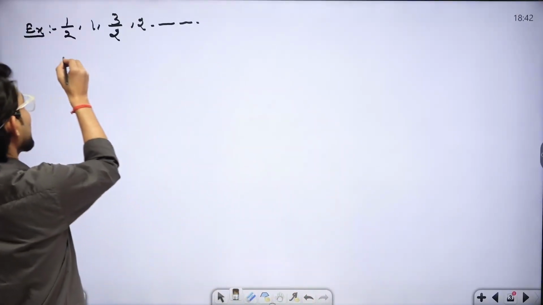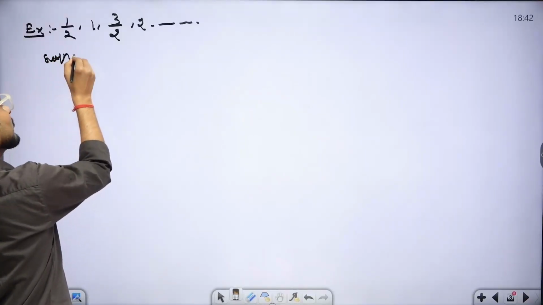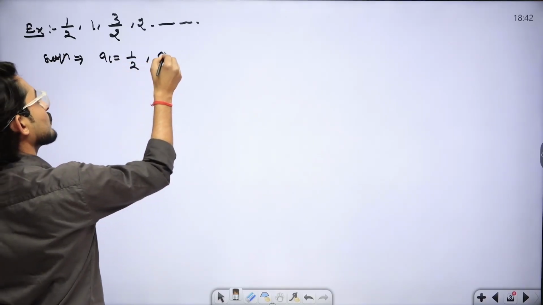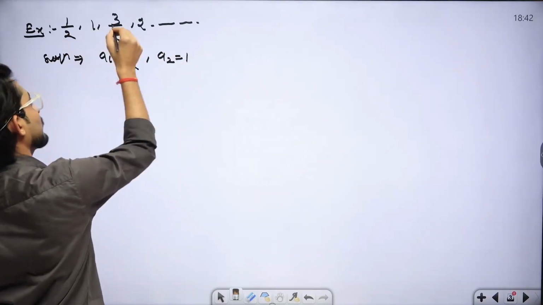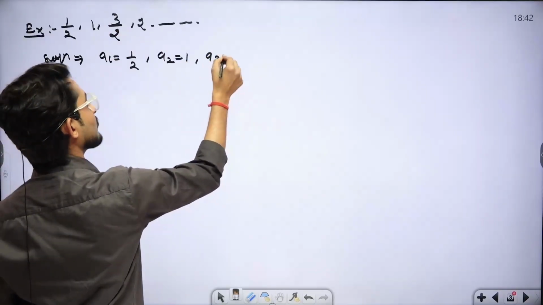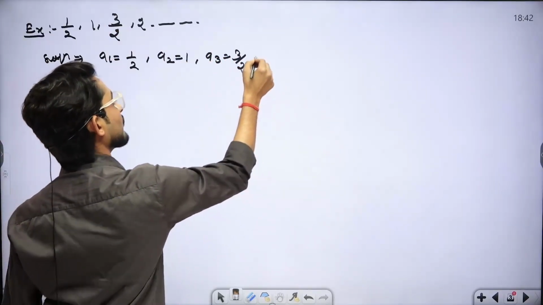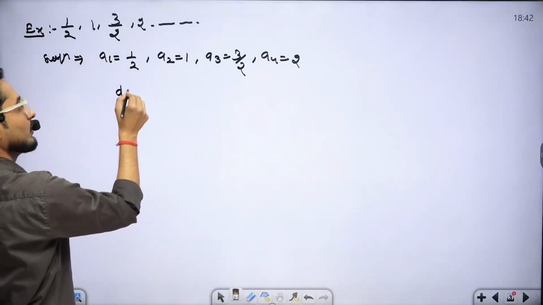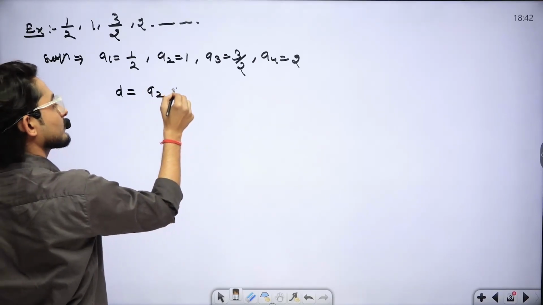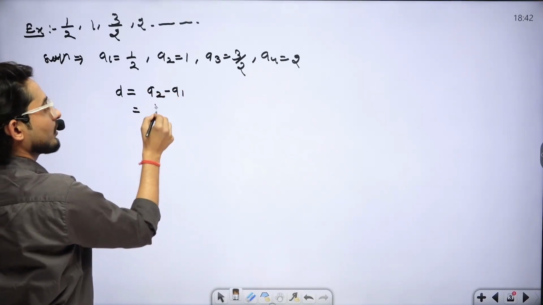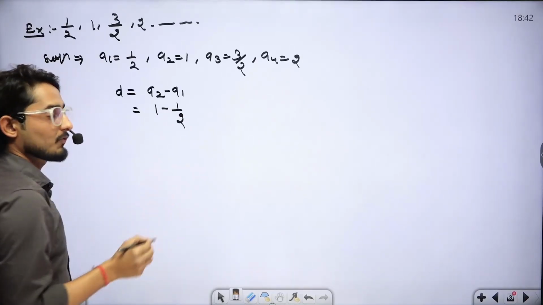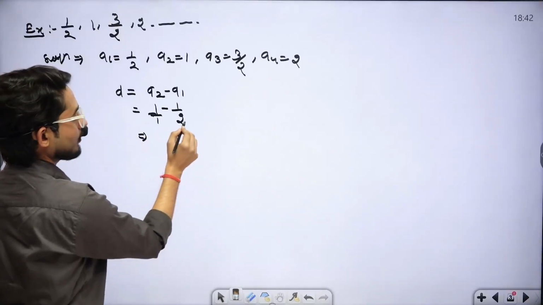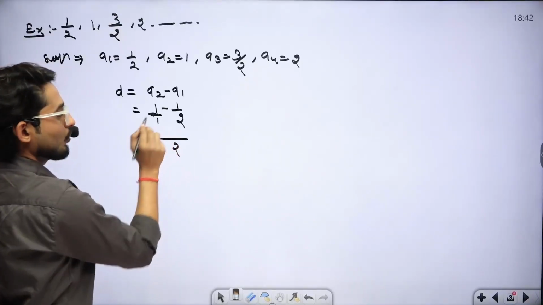So here, solution. a1 equal to 1 by 2, a2 equal to 1, first term 1 by 2, second term 1, third term a3 equal to 3 by 2, and fourth term a4 equal to 2. Now we will try to find the common difference. So d equal to a2 minus a1. Here a2 minus a1 means 1 minus 1 by 2. How can you find 1 minus 1 by 2? Take the denominator 1. Take the LCM of 1 and 2. You will get 2. Divide 2 by 1, you will get 2.